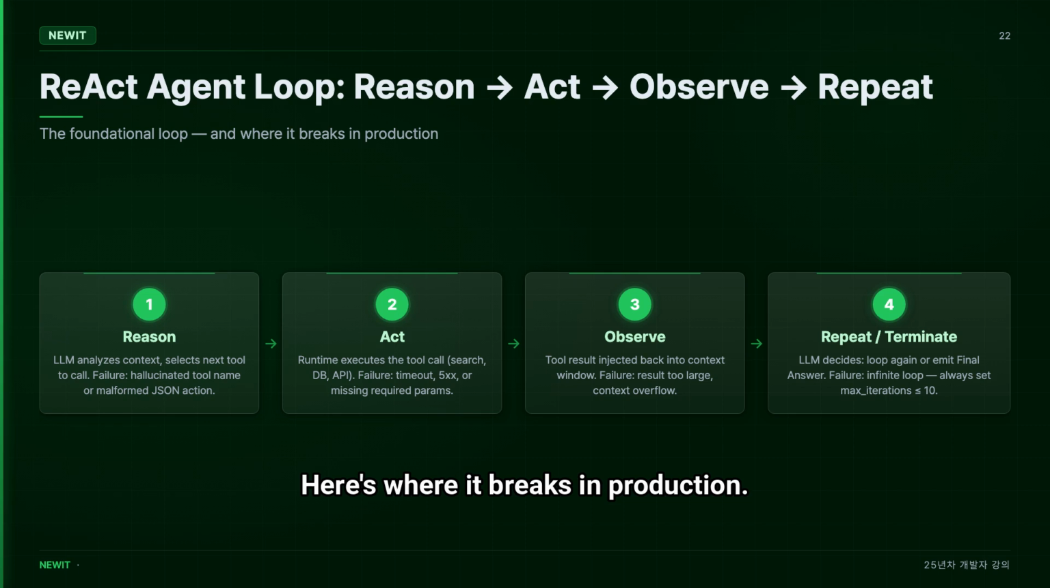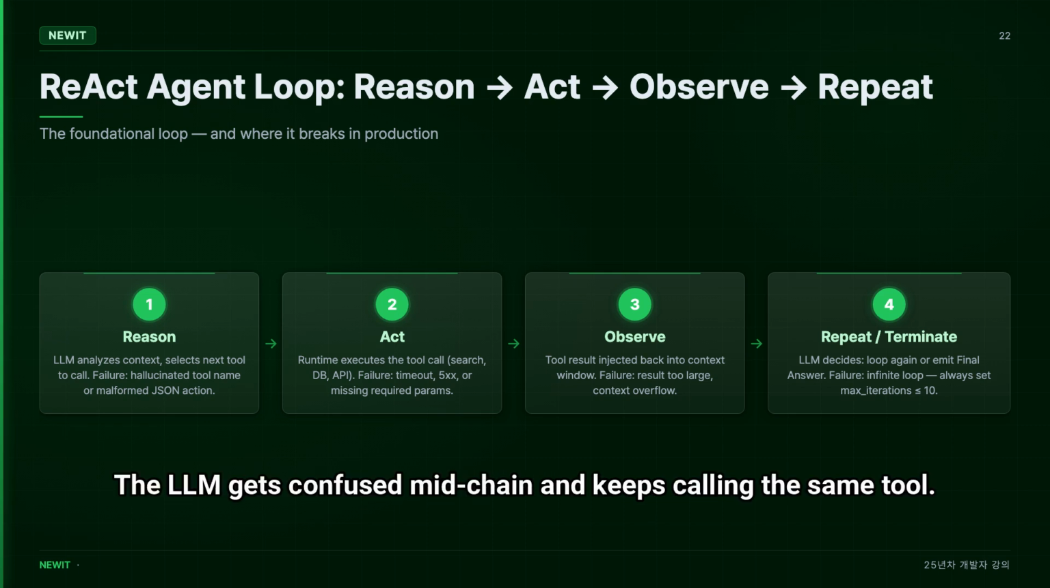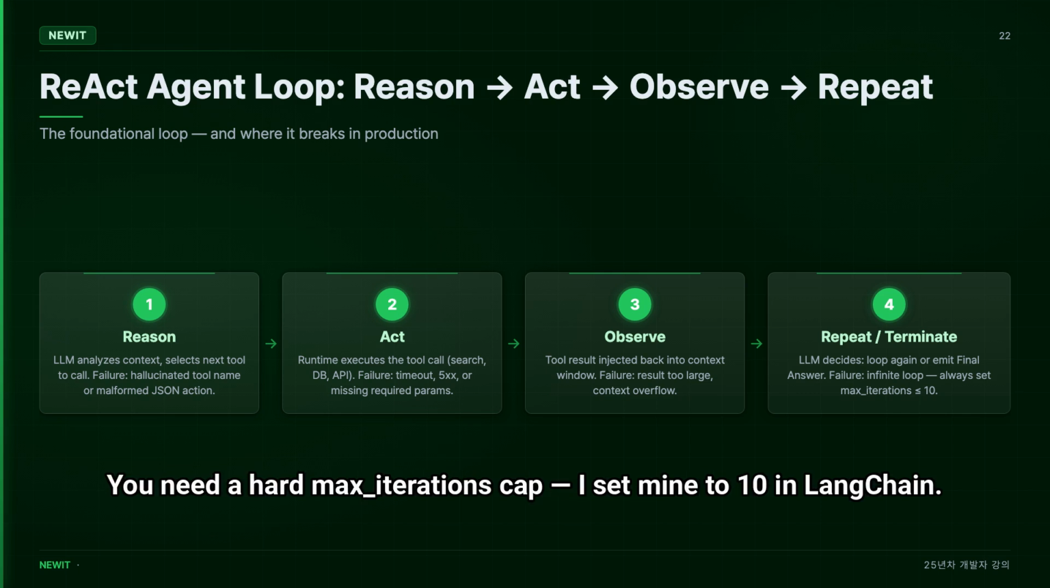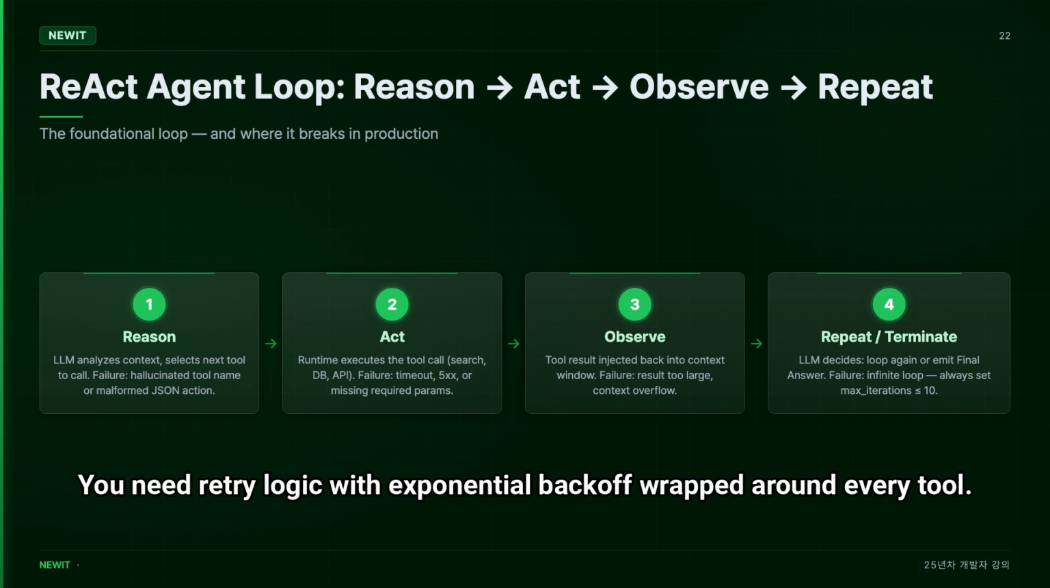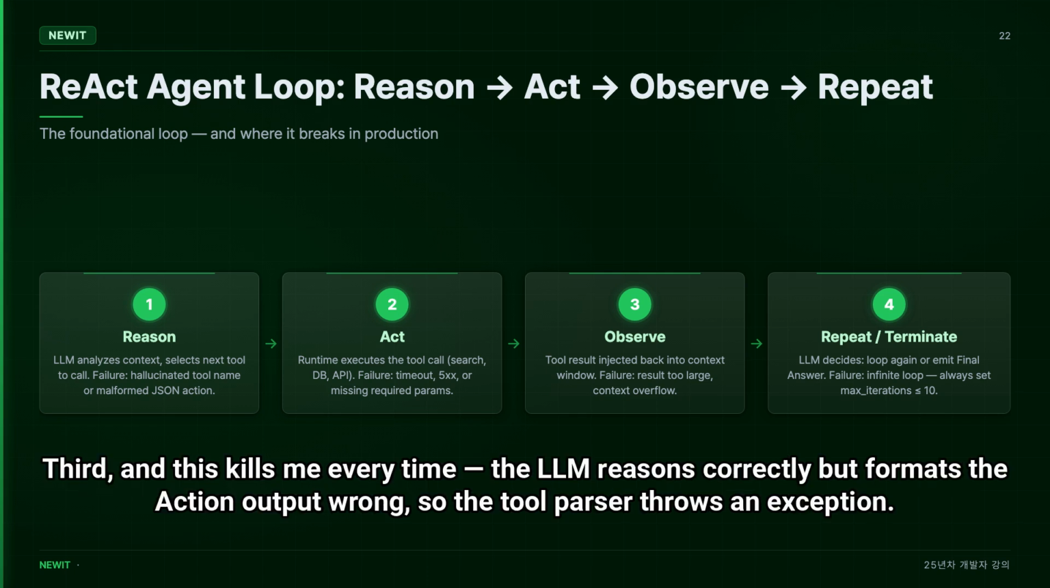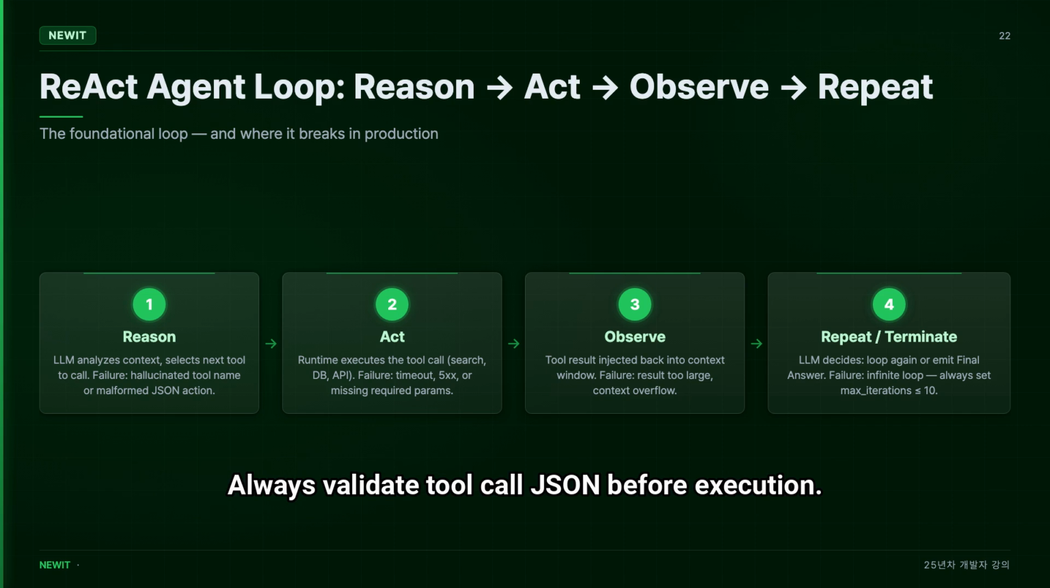First, infinite loops. The LLM gets confused mid-chain and keeps calling the same tool. You need a hard actions cap. I set mine to 10 in LangChain. Second, tool call failures. If your search API returns a 503, your agent just halts. You need retry logic with exponential backoff wrapped around every tool. Third, and this kills me every time, the LLM reasons correctly, but formats the action output wrong, so the tool parser throws an exception. Always validate tool call JSON before execution.